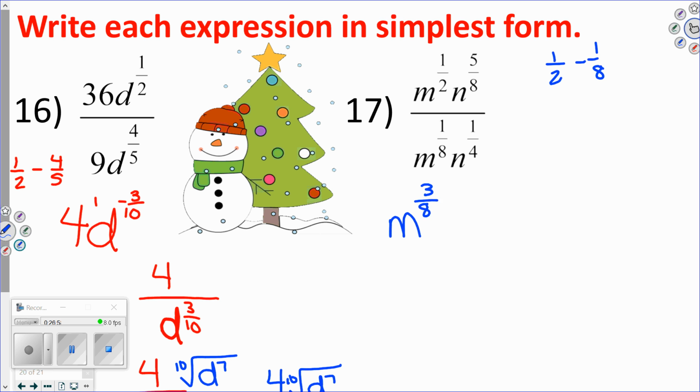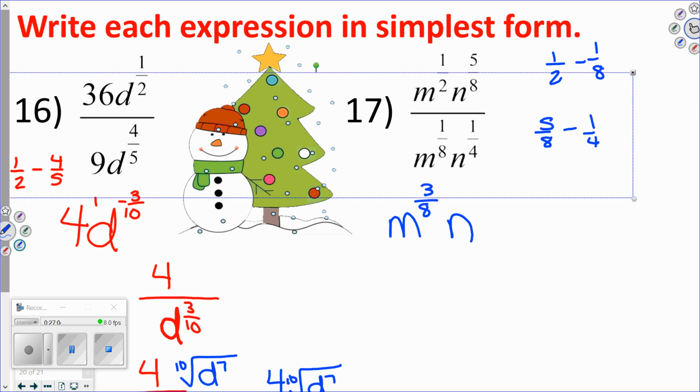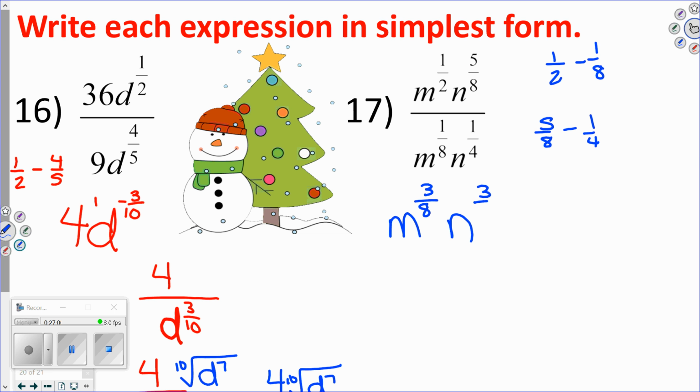All right, and then I have common bases of an n. What do I do with their exponents? So what's 5/8 minus 1/4? 3/8. Okay, so I put my common stuff together, and I'm looking at that. Is that a good answer? Am I allowed to leave fractions for exponents? No. Okay, well, what root do they go under?